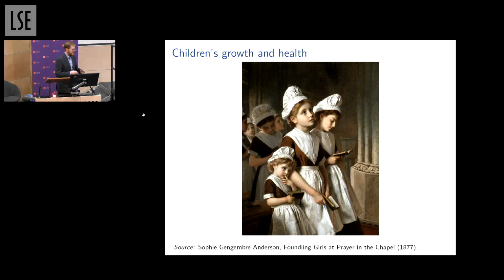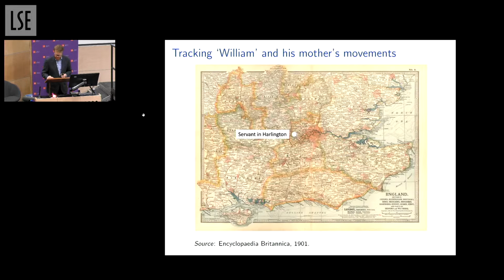I'm going to call him William. For privacy reasons, I've changed his name, although not his mother's name, because his name isn't connected to his parents. So William's mother was named Eliza Davis, and she was 21 years old when she gave birth to William. And she worked as a domestic servant in Harlington, which is actually a village right next to Heathrow Airport.